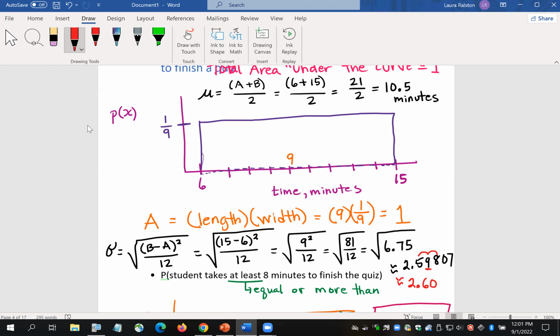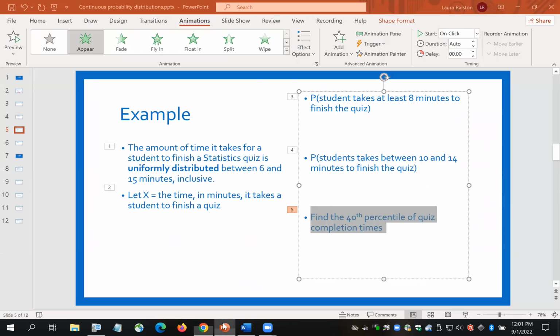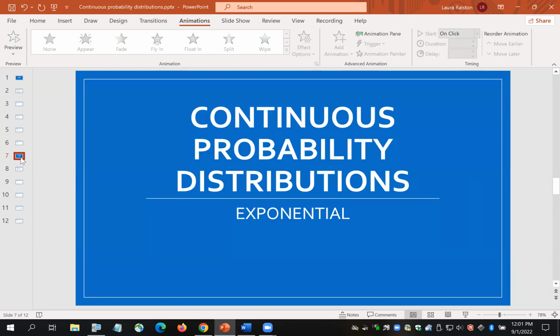Okay, I've got 14 minutes. I'd like to try to get through the exponential so that you're able to do quiz 3. Okay, so we're going to shift gears and now talk about the exponential, which is also a continuous probability distribution.